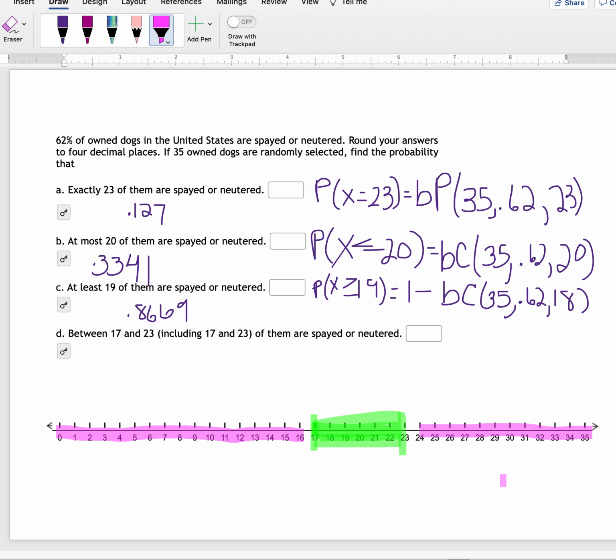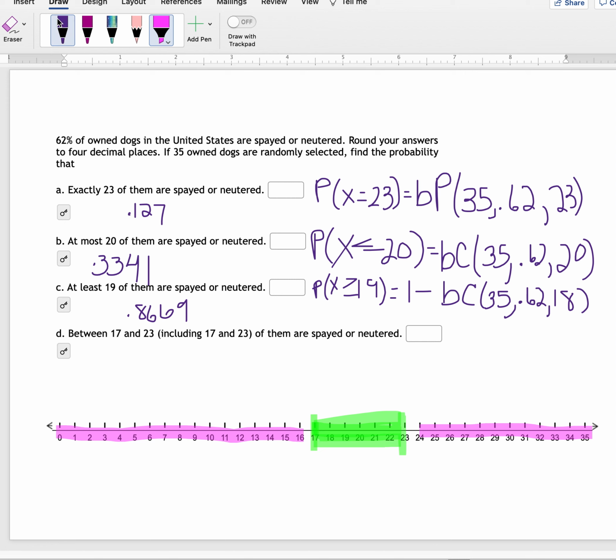The long way to do it, but it's easier to understand, is to find the PDF of 17, 18, 19, 20, 21, 22, and 23 separately. So you find the binomial PDF of 17, the binomial PDF of 18, etc., all the way up to 23. And you find each of those values, and then you add them up. And that will give you everything in the green. It takes a longer time, and you want to make sure that if you do it that way, you don't round until the end. You keep all of those digits. But it will give you the accumulated value of everything in here from 17 to 23.